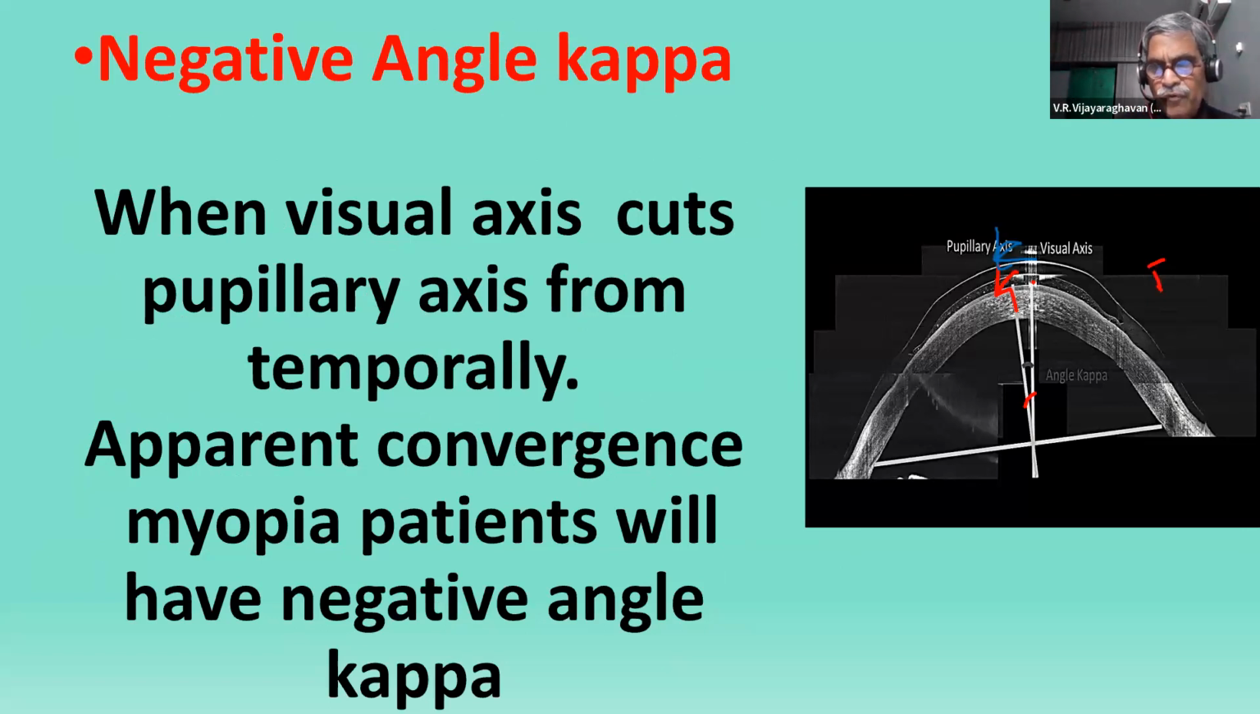This is what I have told you so far about the axes, and I told you about the different angles, alpha, gamma, and kappa angles. The only one which can be measured is the kappa angle. The kappa angle only can be measured in all patients, whereas gamma and alpha you cannot measure. Then I told you about the apparent squints, classical things you are supposed to know, the basics.